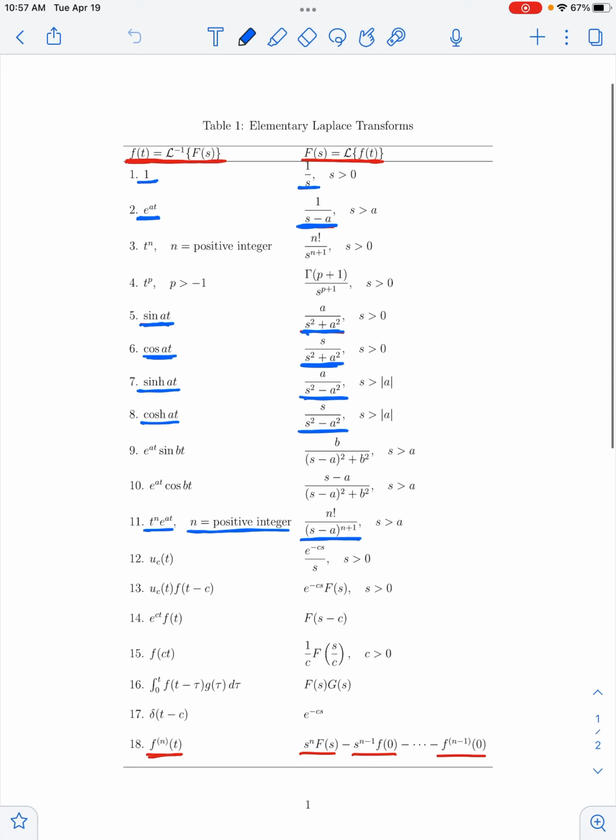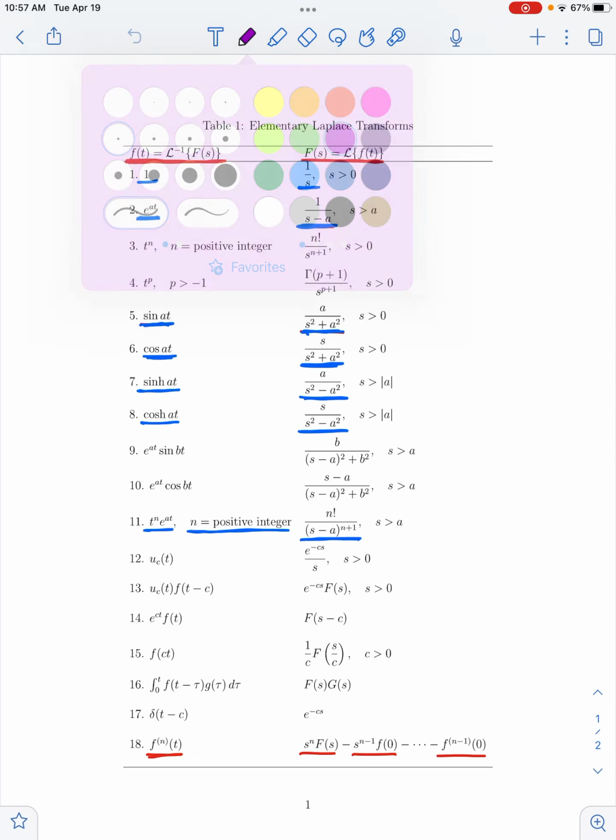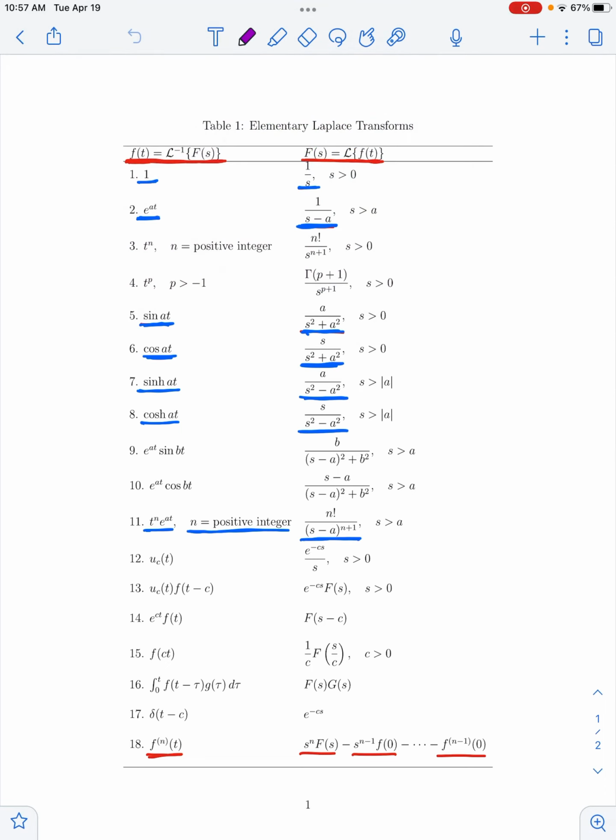So let's take a look at our Laplace table. I see that properties number 9 and 10 involve some linear factor, s minus a squared plus b squared, where my numerator is either the number b or the factor s minus a. These are the Laplace transforms of e to the at times either sine or cosine of bt.